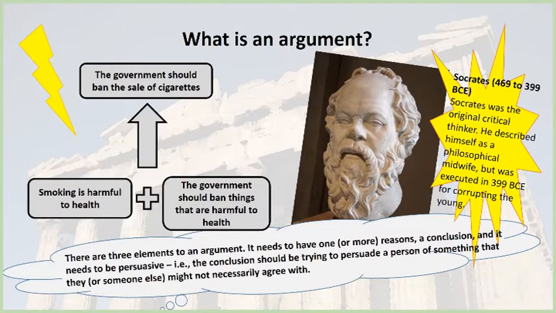There are 3 elements to an argument. It needs to have one or more reasons, a conclusion, and it needs to be persuasive. That is, the conclusion should be trying to persuade a person of something that they or someone else might not necessarily agree with.